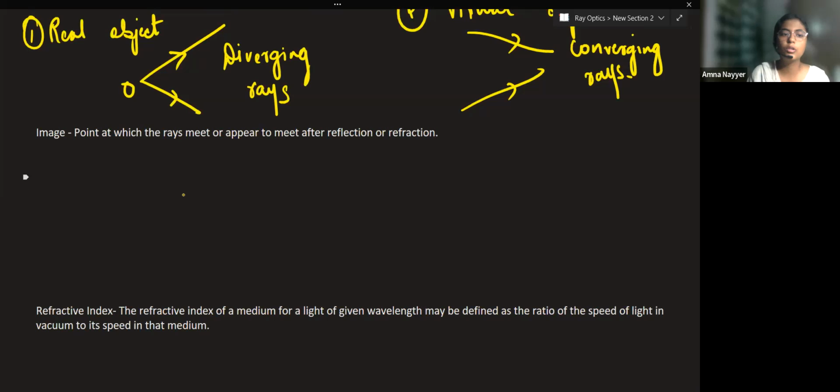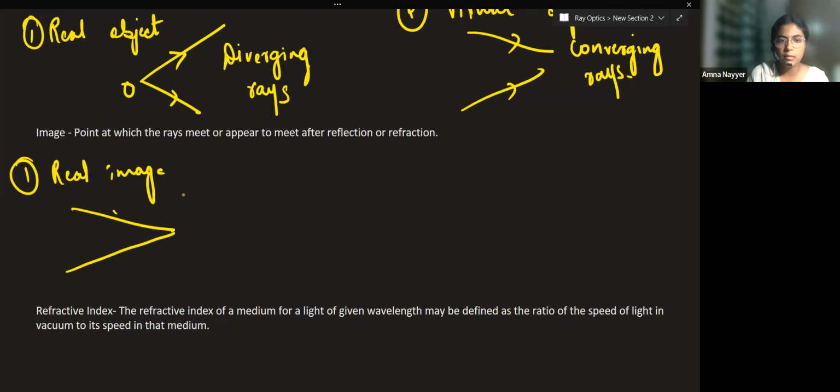Here also you will have the concept of real image and virtual image. See what is meant by real image. If the rays actually meet at a point somewhere because of the source of light, any source of light that is emitting, these rays are meeting over here, and I am able to observe an image. So these are what type of rays? Converging rays.